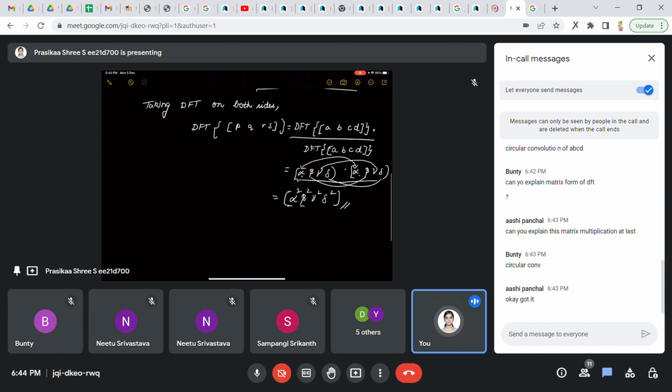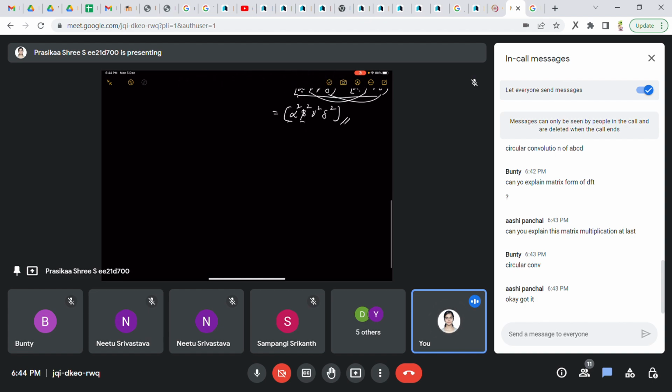Okay, so Bunty asked about the matrix form. See, if you have some x equal to a, b, c, d, let me take the same example, but let me use a different alphabet: E, F, G, H. This is one of the effective methods you can use to compute the circular convolution. So x is equal to a, b, c, d, means x.